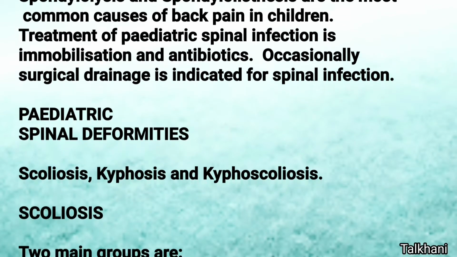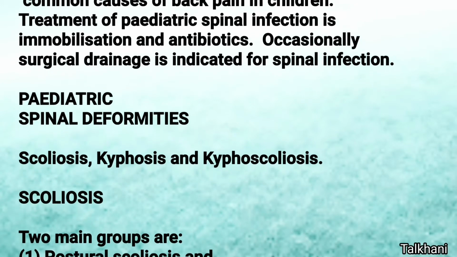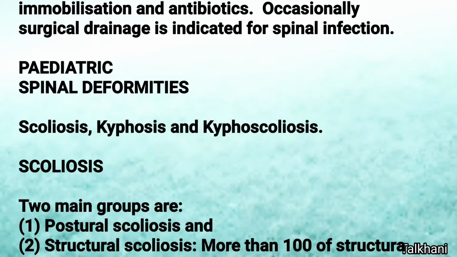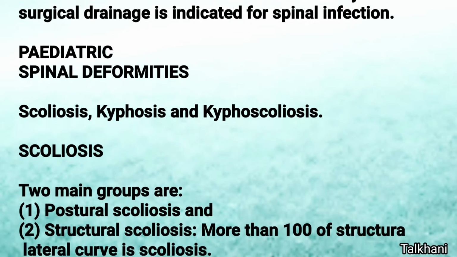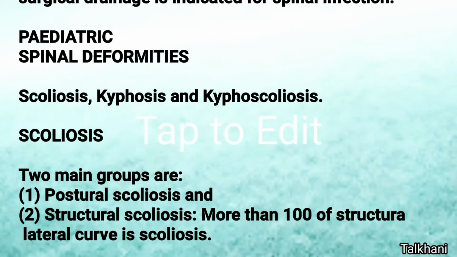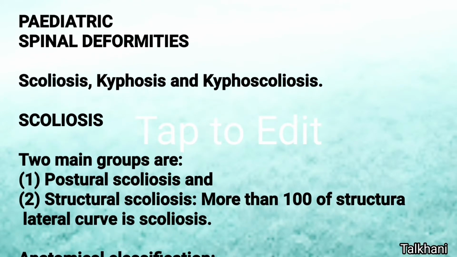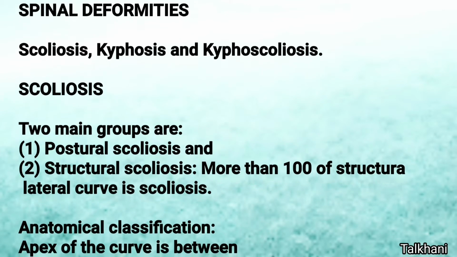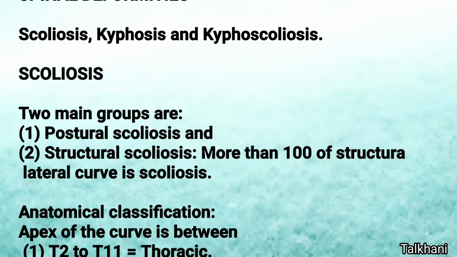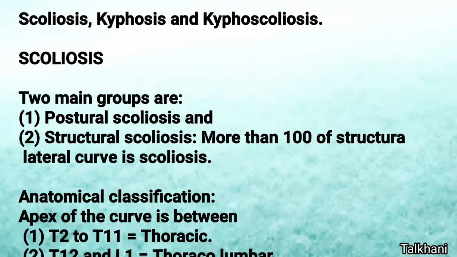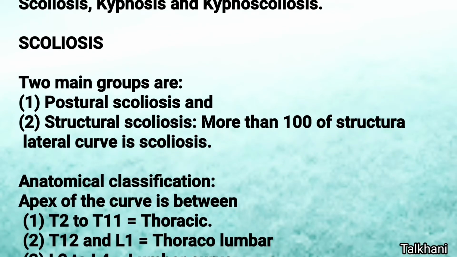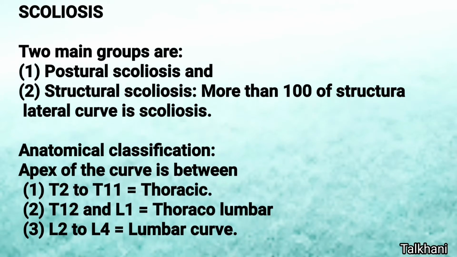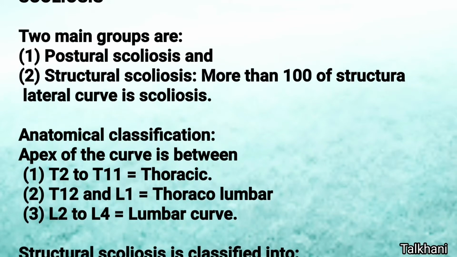Let's look into scoliosis. Two main groups are postural scoliosis or structural scoliosis. More than 10 degrees of structural lateral curve is scoliosis. Anatomical classification of scoliosis depends on the apex of the curve. Apex between T2 to T11 is thoracic. Apex between T12 to L1 is thoracolumbar. And if apex of the curve is between L2 to L4, it is a lumbar curve.